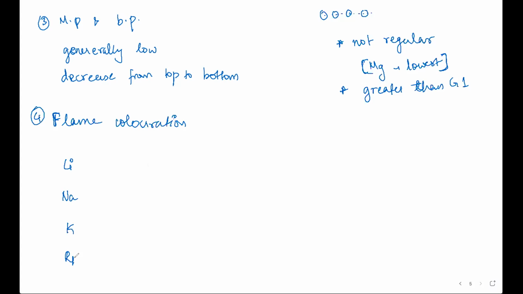Red. So lithium has a dark red or crimson color, maroonish, dark red. Sodium, this flame coloration, every one of you has seen. Even when you don't know that that's what you're seeing, you would have seen it.